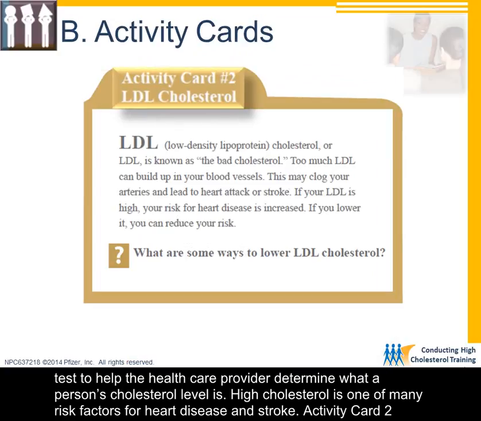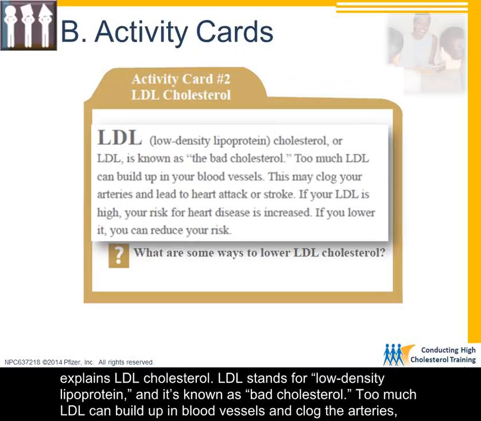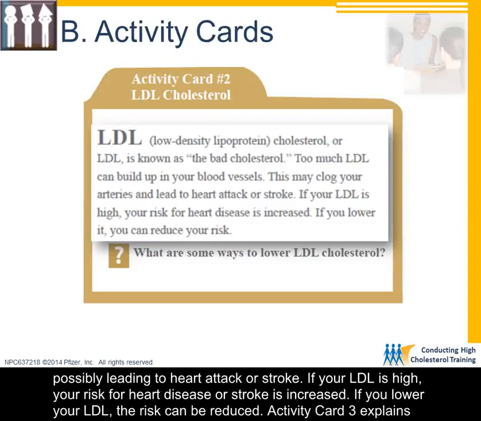Activity Card 2 explains LDL cholesterol. LDL stands for low-density lipoprotein, and it's known as bad cholesterol. Too much LDL can build up in blood vessels and clog the arteries, possibly leading to heart attack or stroke. If your LDL is high, your risk for heart disease or stroke is increased. If you lower your LDL, the risk can be reduced.